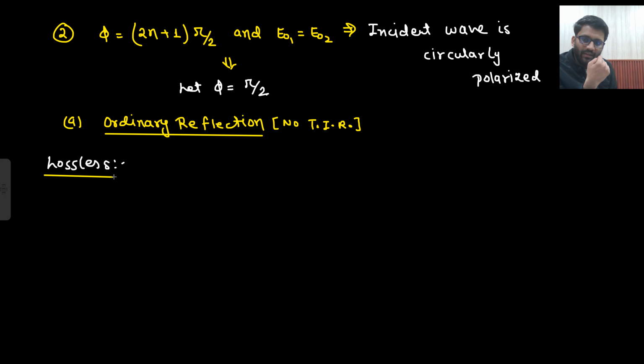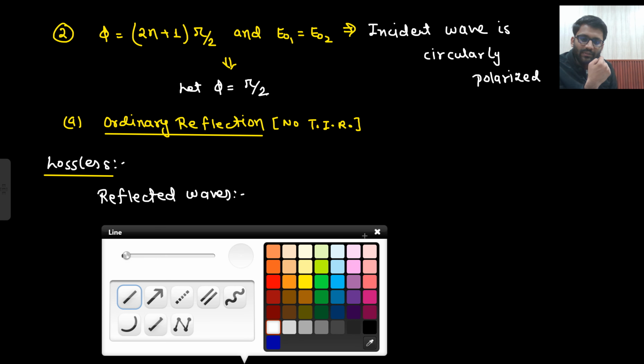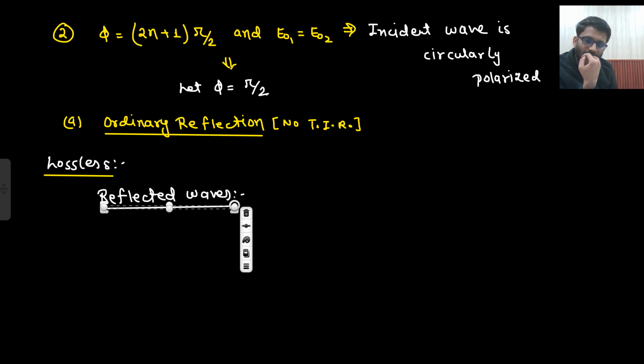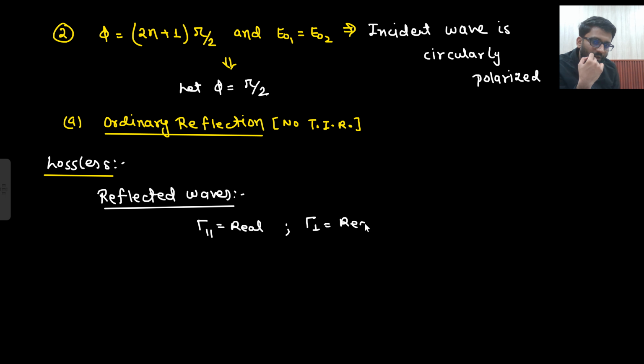And what we will discuss first. First we will discuss reflected waves. Okay. First we are discussing reflected waves. So ordinary reflection and lossless. Ordinary reflection is there, that means no total internal reflection, and it is lossless. That means what will be your gamma parallel? That would be real. And what will be your gamma perpendicular? That will also be real.